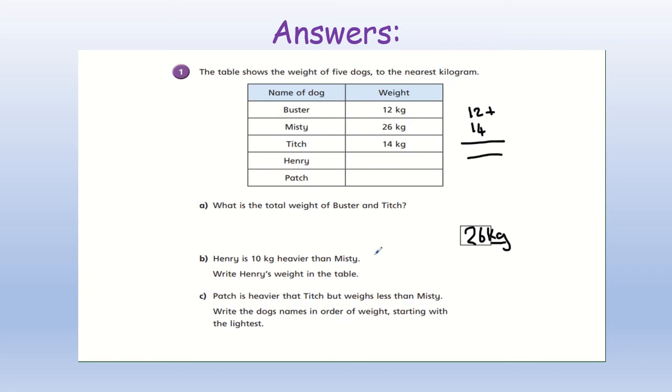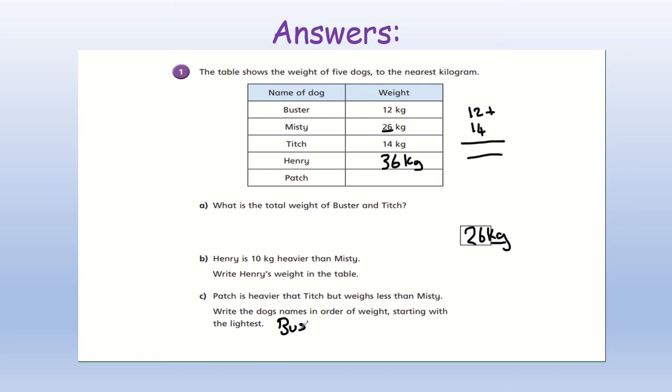We're then told that Henry is 10 kilograms heavier than Misty. So how heavy would that make Henry? Well, Misty is 26 kilograms, so Henry must be 36 kilograms. And Patch is heavier than Titch, but weighs less than Misty. Knowing that, can we put the dogs' names in order of weight, starting with the lightest?